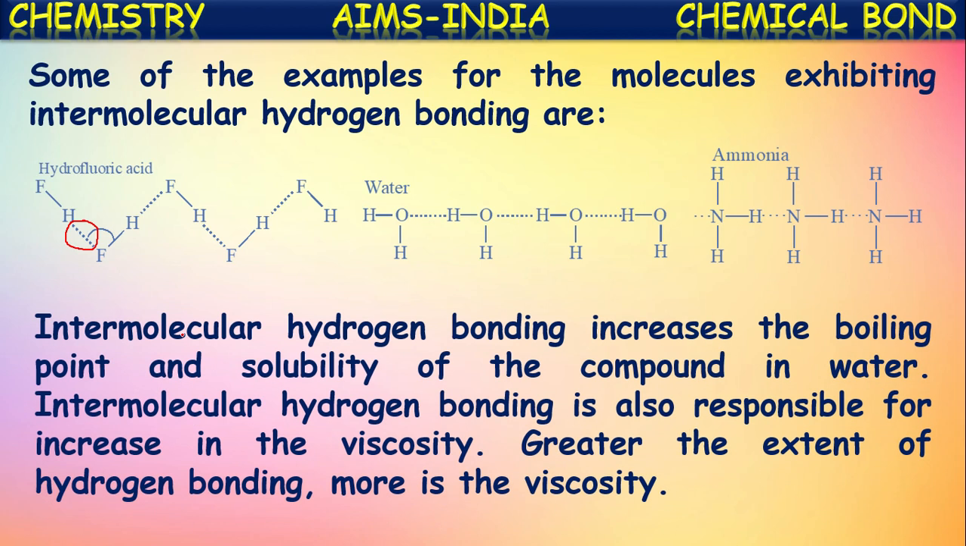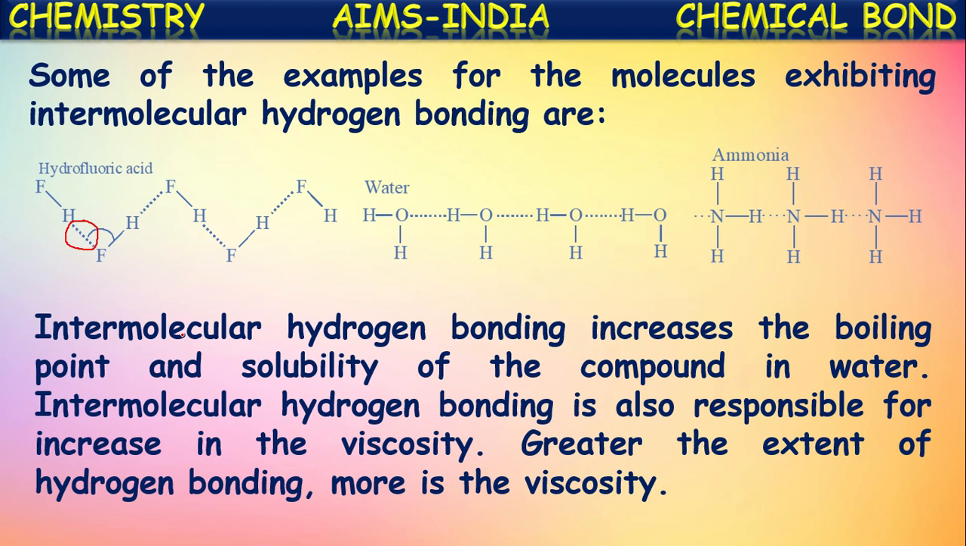Intermolecular hydrogen bonding increases the boiling point and the solubility of the compound in water. Because of the formation of hydrogen bonding, certain electrostatic force attractions are created between the molecules. Because of this, the boiling and melting points of these substances will be somewhat greater than expected, and they are even soluble in water.